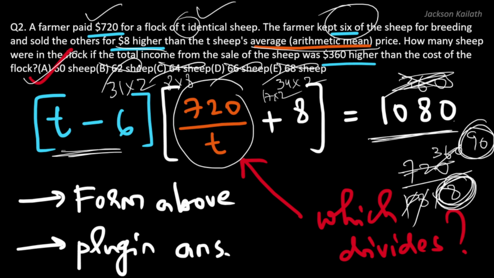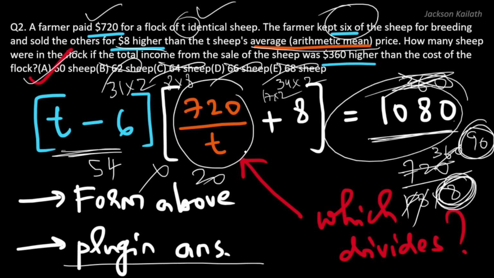And what about plugging in the values? That's what we have over here. If you plug it in, you get 60 minus 6, that is 54, and 720 by 60, that's 12. 12 plus 8 is 20. So 54 into 20 will give you 1080. So that is the correct answer.